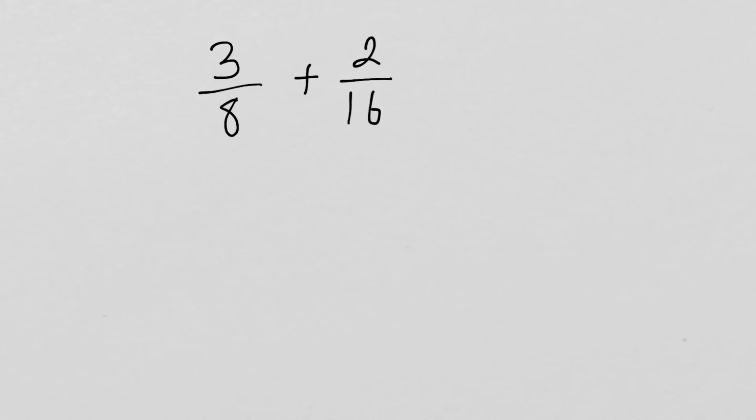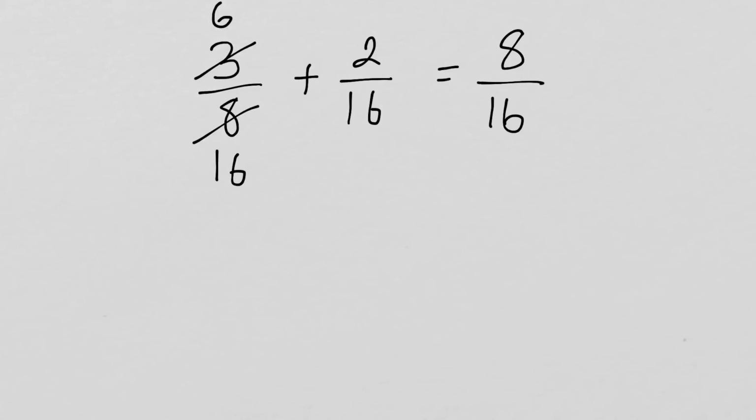Okay, here's another one. This one, I asked myself the same question. Can I change an 8 into a 16 by multiplying? Yeah, because 8 times 2 is 16, right? So again, times 2 on the bottom, times 2 on the top. Now I can add them. 6 plus 2 is 8, 16ths. Again, this can be simplified because 8 and 16 are multiples of 8. So I divide the top by 8, 1, and divide the bottom by 8, 2. So that's also a half, same as the last problem.